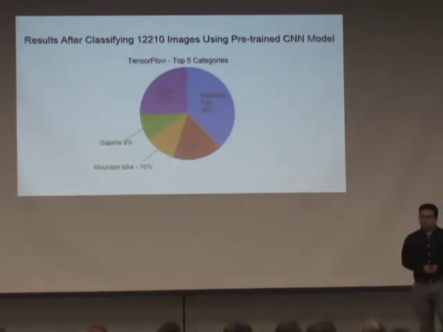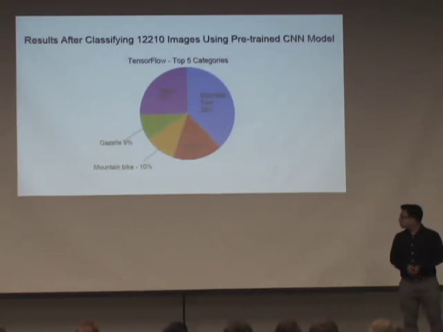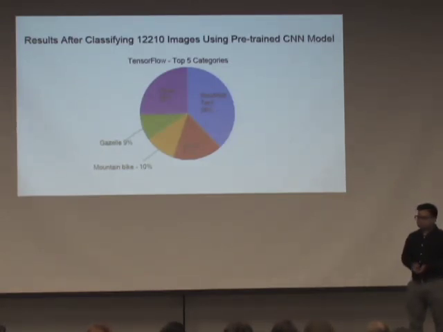So for my first experiment, we ran this model through 12,210 images. We repeated the process that I explained previously, and these are the results after classifying this amount of images.